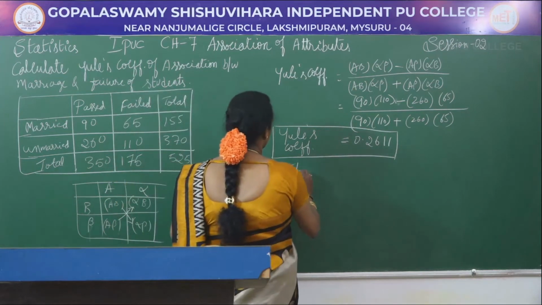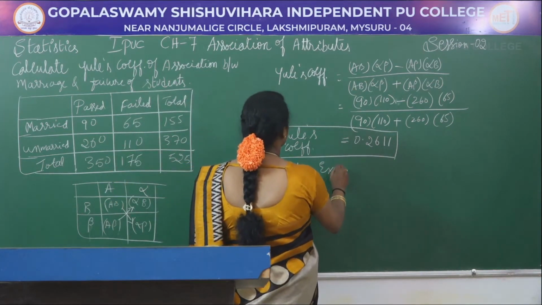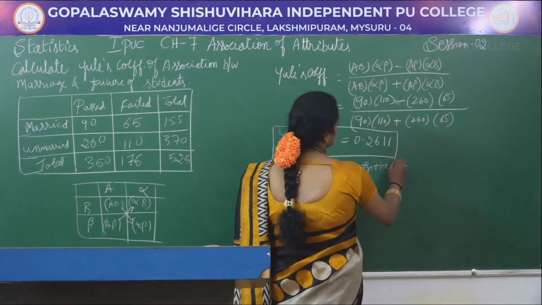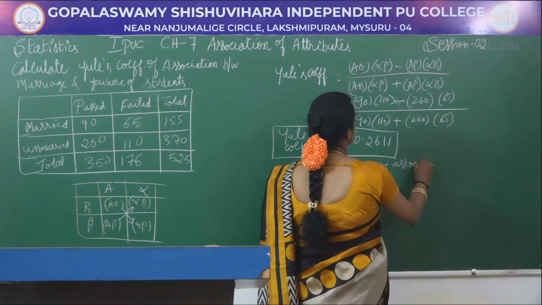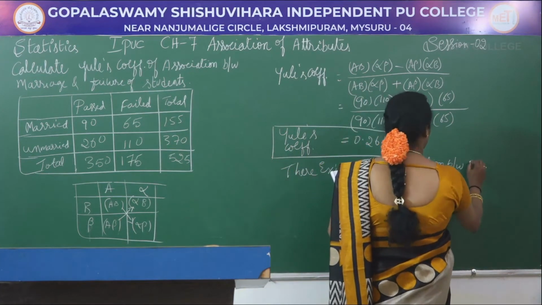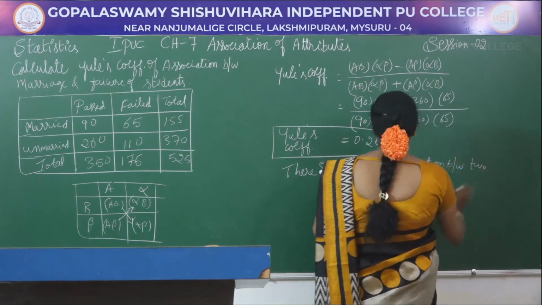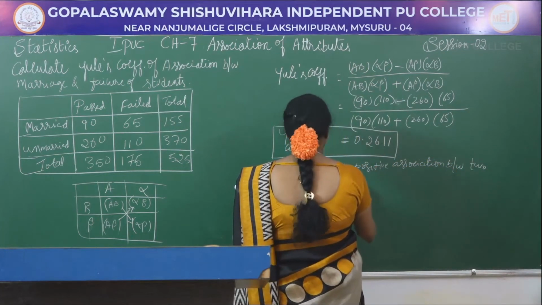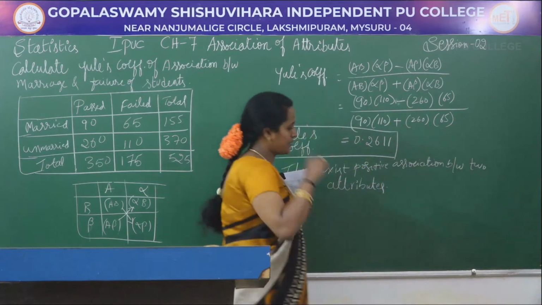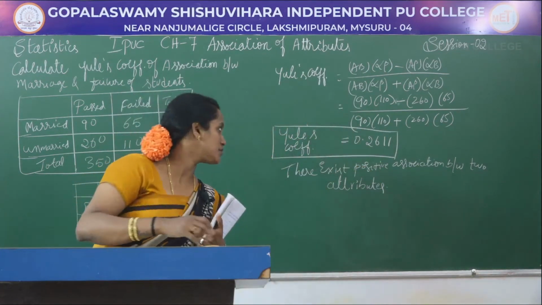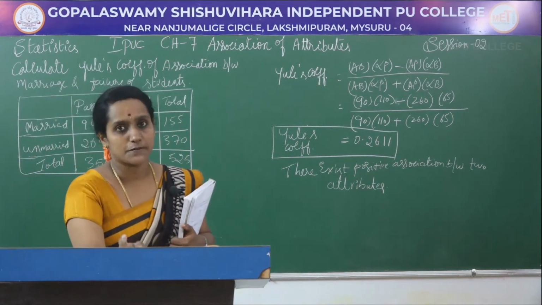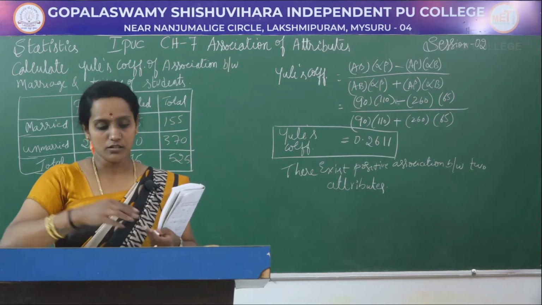There exists a positive association between two attributes. So there exists a positive association between the two attributes, that is marriage and the failure of students. Next question.